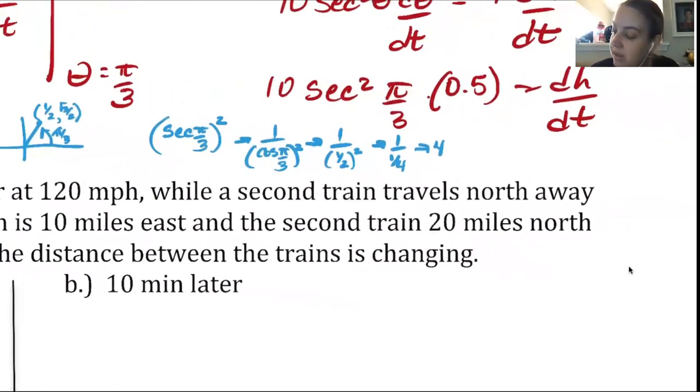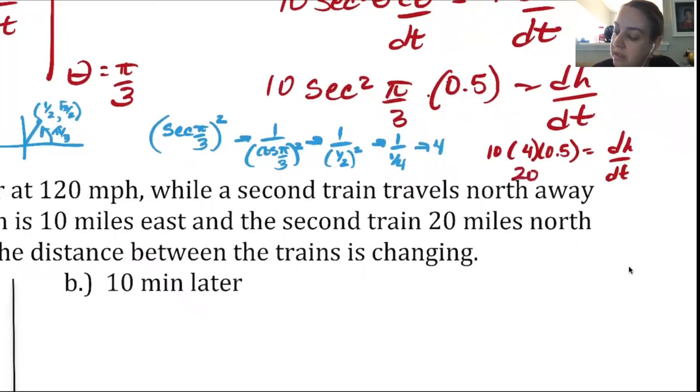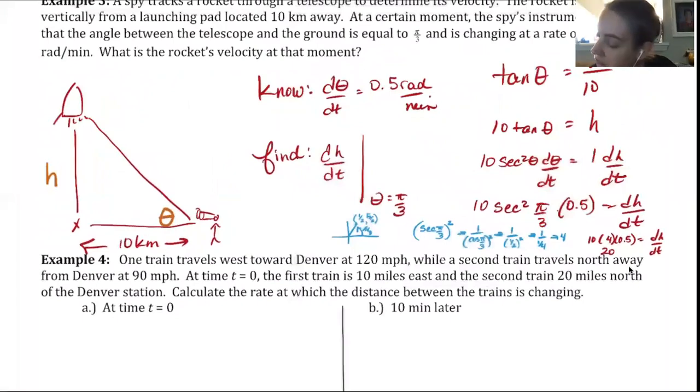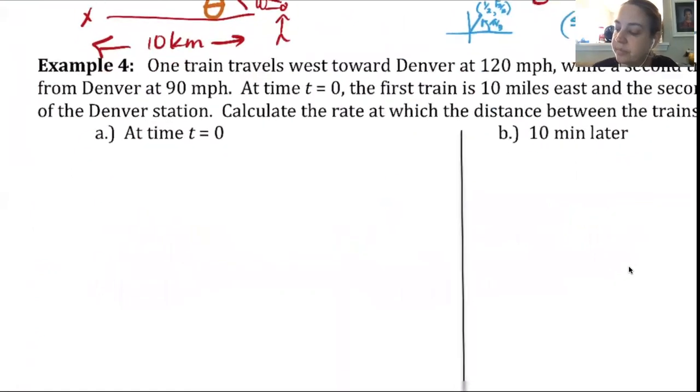So this is 10 times 4 times 0.5. So 10 times 4 is 40, times 0.5 is 20. 20 what? Feet. Nope, kilometers per minute. These take some practice. You're not going to get it all at once.